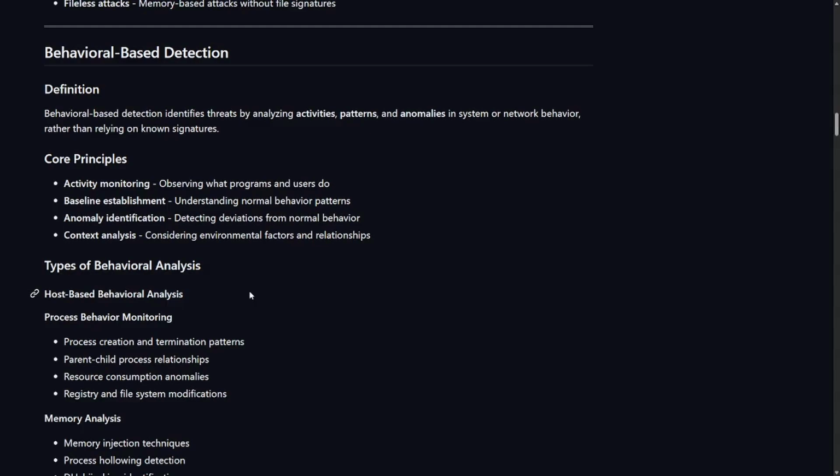They are relying on network-based anomalies and activity patterns. What is the person doing on the system? They are figuring out what they're doing on the system with UBA, user behavior analytics, right? User behavior analytics, for activity monitoring, baseline establishment, anomaly identification, and context analysis. That's the core of having good behavioral detection, right?